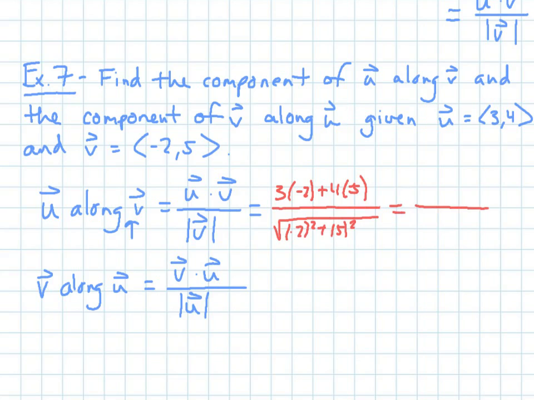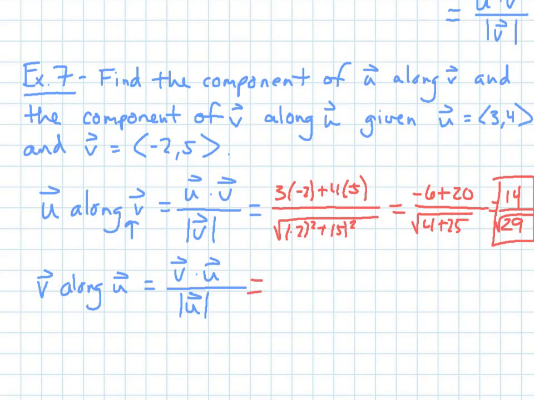So then that's going to give me -6 plus 20, which gives me 14. And then at the bottom here I get 4 plus 25, which is square root of 29. Okay? So then that would be the component of u along vector v.